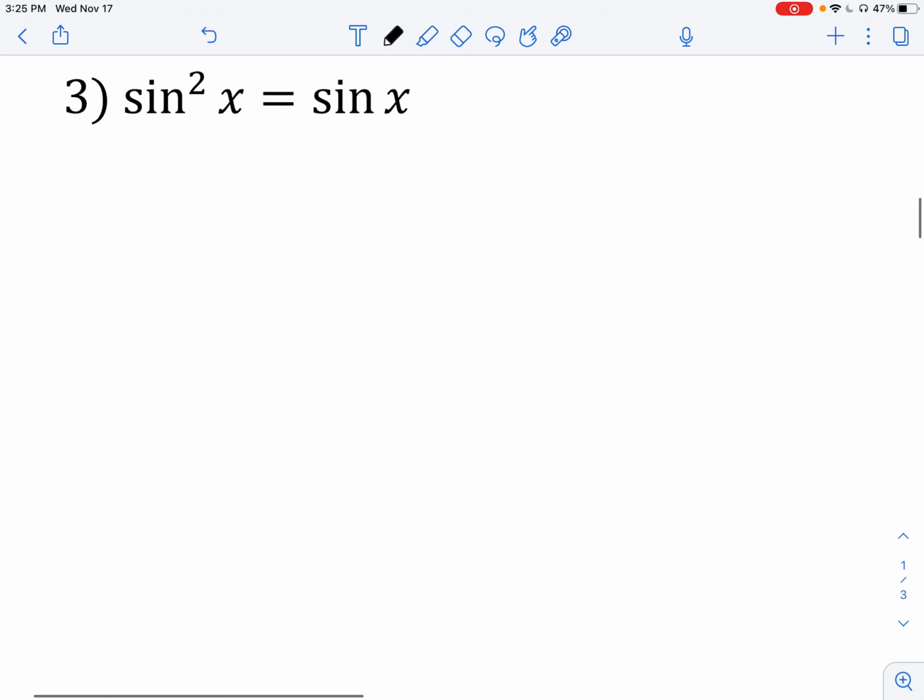Let's go ahead and do number 3, and I want to actually change this up a little bit, not 3, actually we could have done 3, but you know what, let's just put 2 here. Go ahead and pause the video and see if you can solve this.